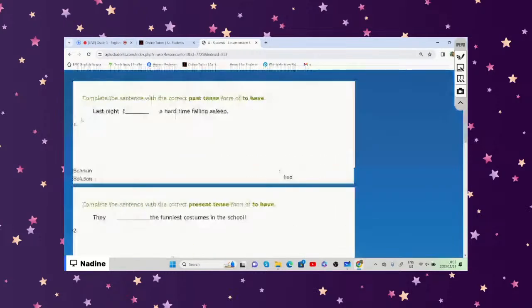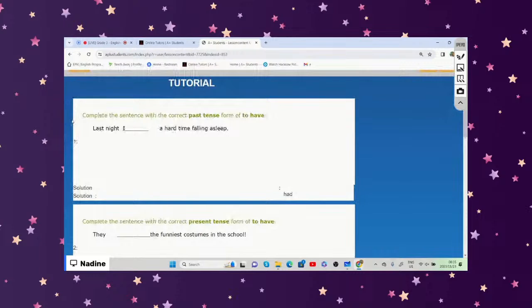And if we look at the sentence, it says complete the sentence with the correct past tense form of to have. So last night, do we say "I had", or do we say "I have", or "I has" a hard time falling asleep?